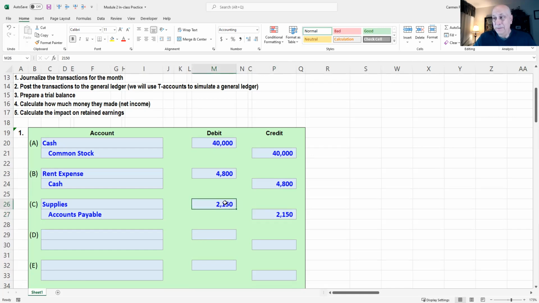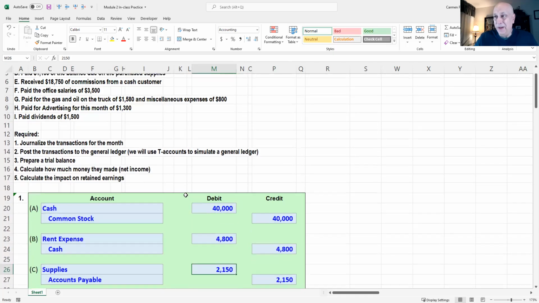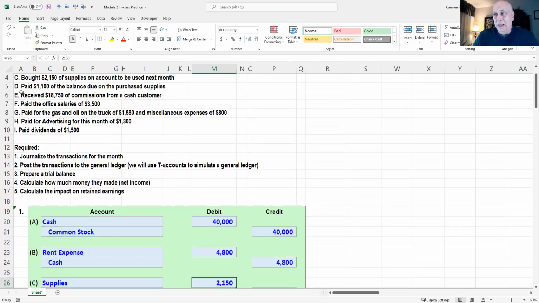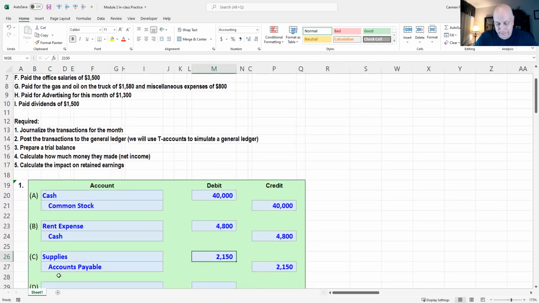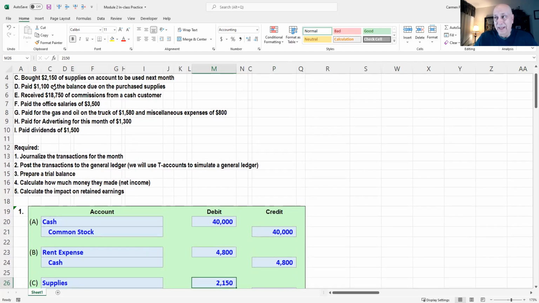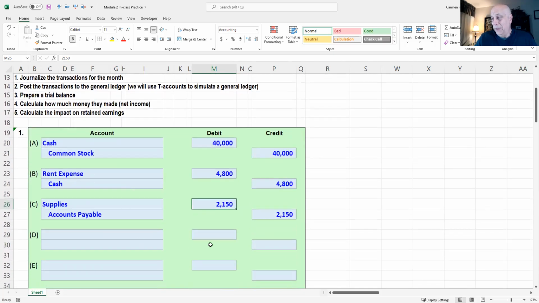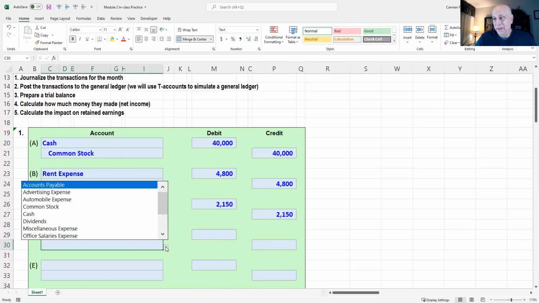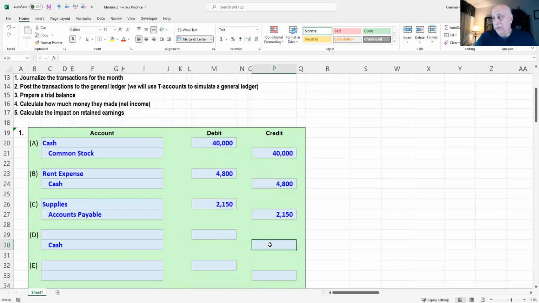So I hope this is all clicking and making sense. Let's keep going. Accounting is fun. Let's look at part D. We paid $1,100 of the balance due on the purchased supplies. So we paid some of these supplies off. Again, paid means cash is leaving the building, so we can do that side first. Cash is going out, so it goes on the going out side, which is the credit side.